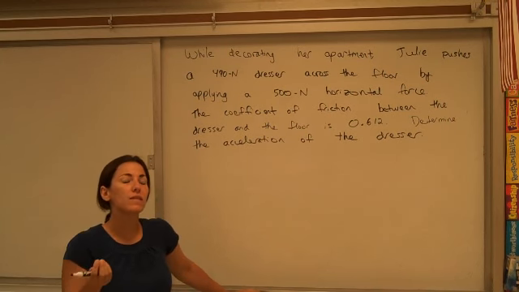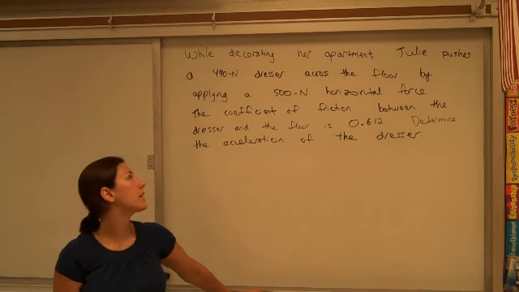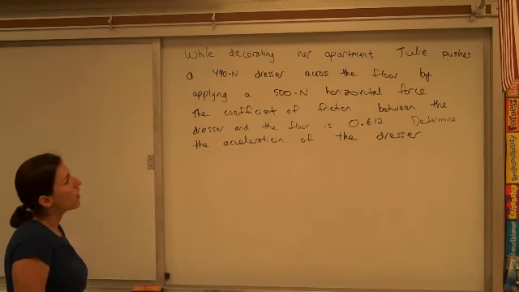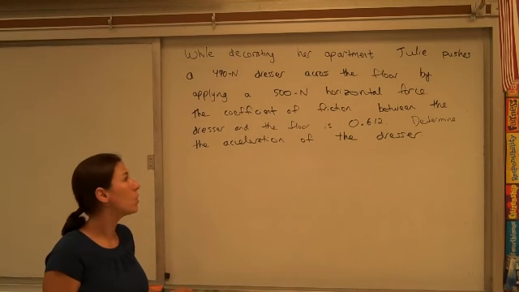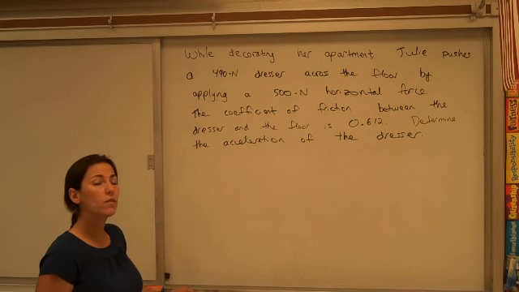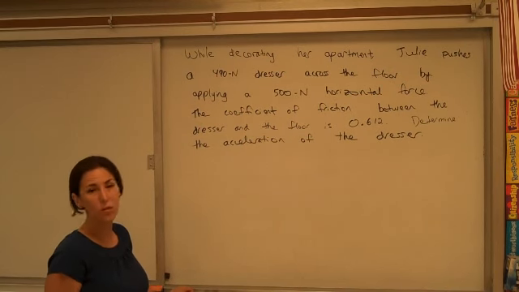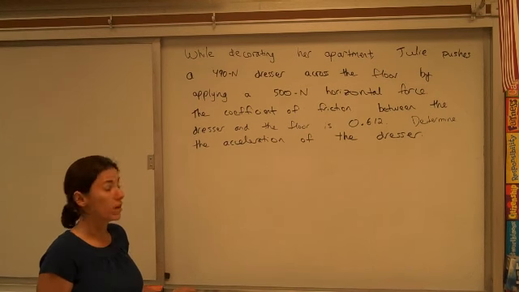Problem that links acceleration to forces and friction. It goes like this. While decorating her apartment, Julie pushes a 490 Newton dresser across the floor by applying a 500 Newton horizontal force. The coefficient of friction between the dresser and the floor is 0.612. Determine the acceleration of the dresser.